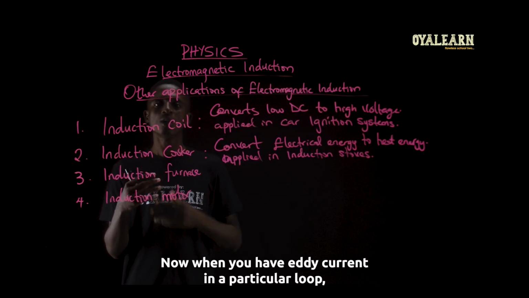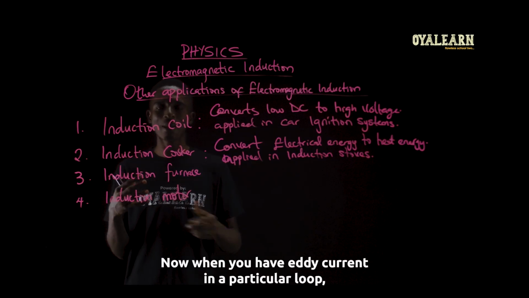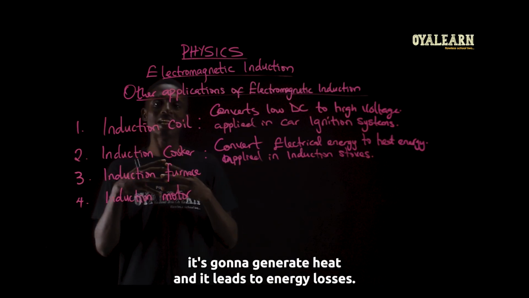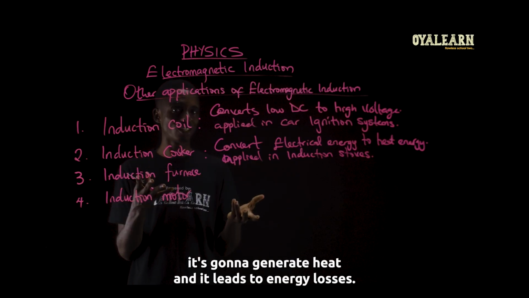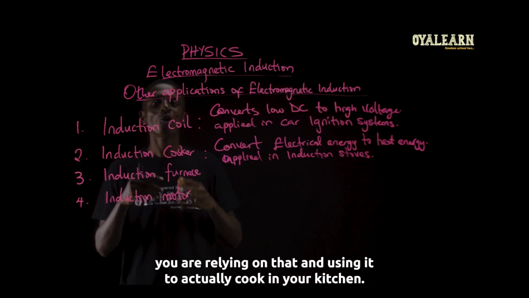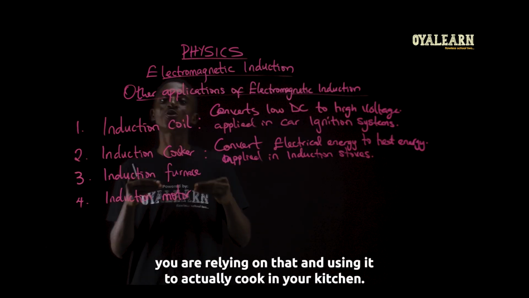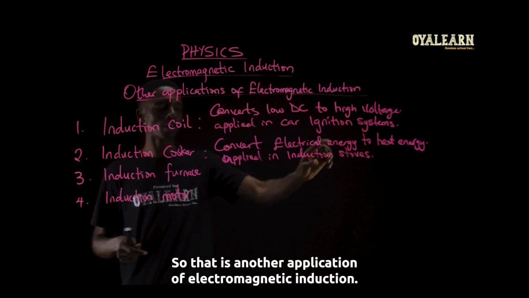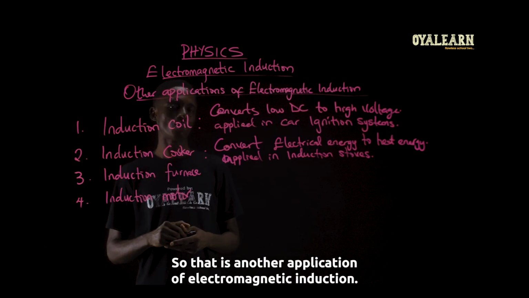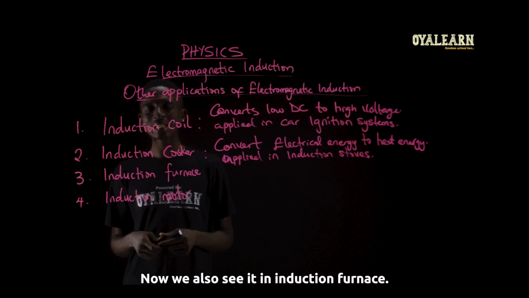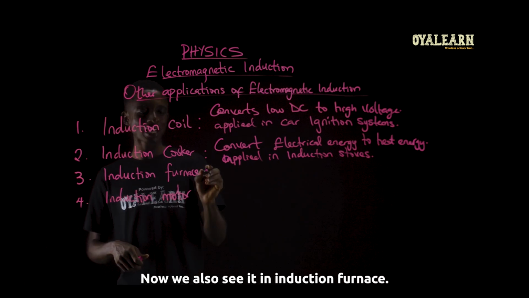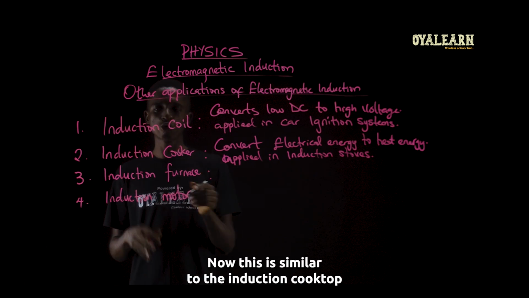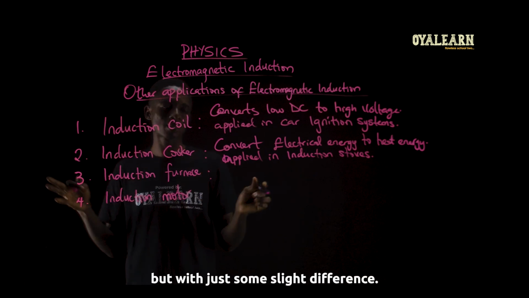You know that how when you have eddy current in a particular loop, it can generate heat and it leads to energy losses. Okay, but in this case now, you are relying on that and using it to actually cook in your kitchen. So that is another application of electromagnetic induction. Now, we also see it in induction furnace. Now, this is similar to the induction cooker, but with just some slight difference.